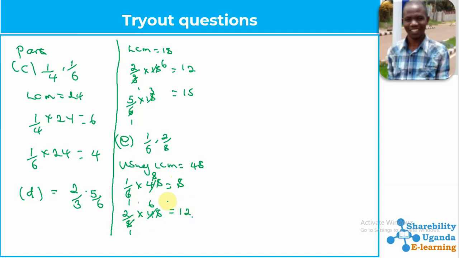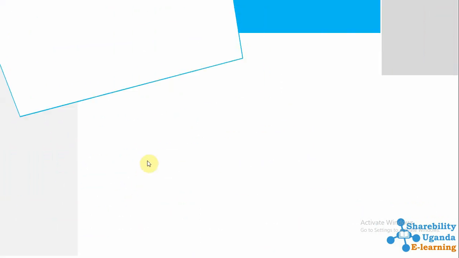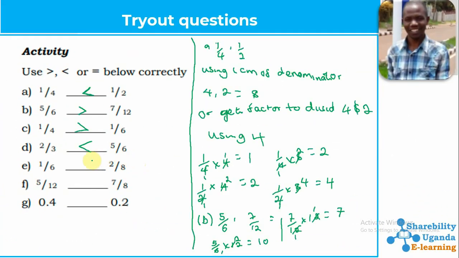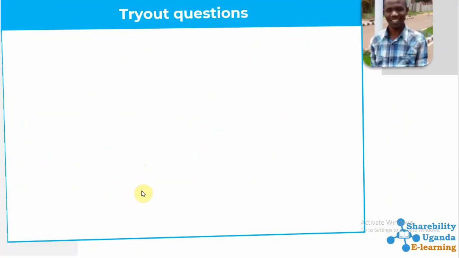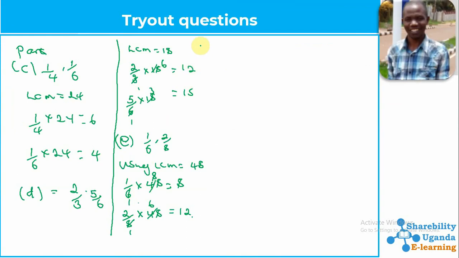12. So this simply means that our 2 out of 8 is greater than 1 out of 6. 2 out of 8 is greater than 1 out of 6. Okay, so this one is greater than this. Let's complete with our last numbers, 5 out of 12 and 7 out of 8.